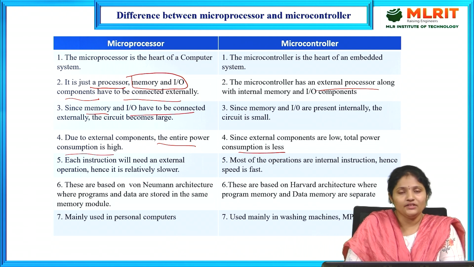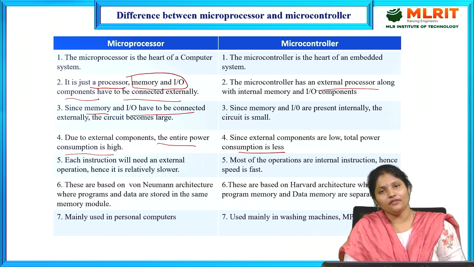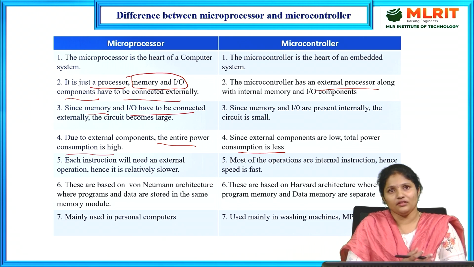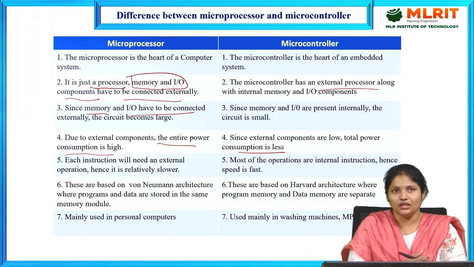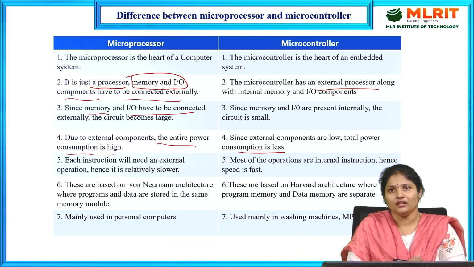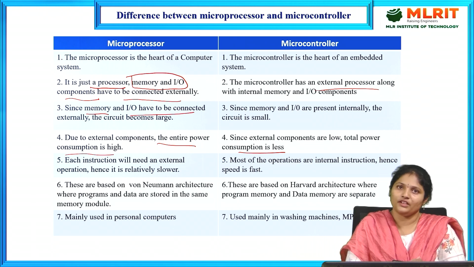In each instruction, if we want to interface any external memory, we need to write an external operation instruction, and this is relatively slower when compared to the internal operation. So in a microcontroller, the instructions which we are writing are, in most cases, always operating on the internal memory.